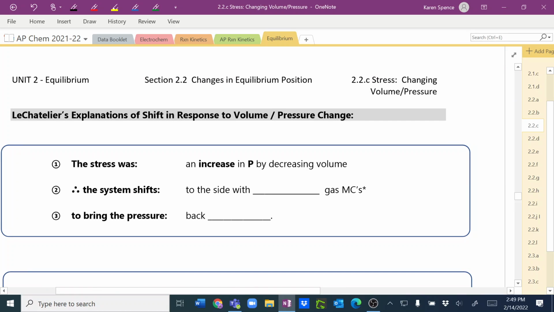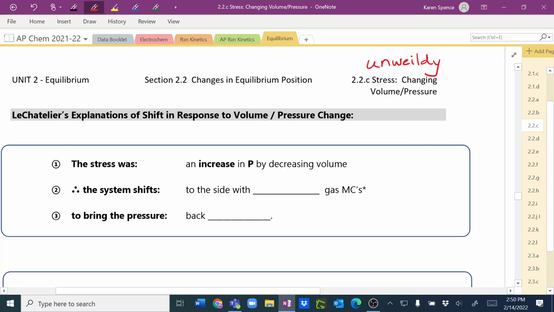So, Le Chatelier, you are much more likely to have to explain a shift in terms of Le Chatelier when we're talking about pressure, because like I said, the rate explanation is unwieldy. Do you guys know that word? Unwieldy. It means awkward and hard to manage. Okay, did I spell it right? It might be IE. Anyway, doesn't matter.